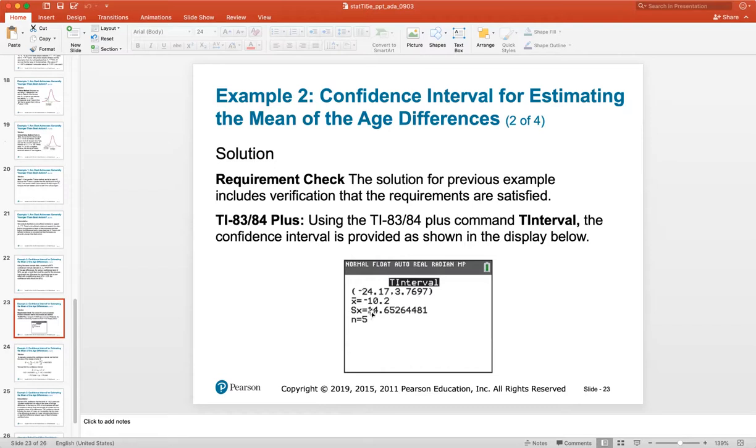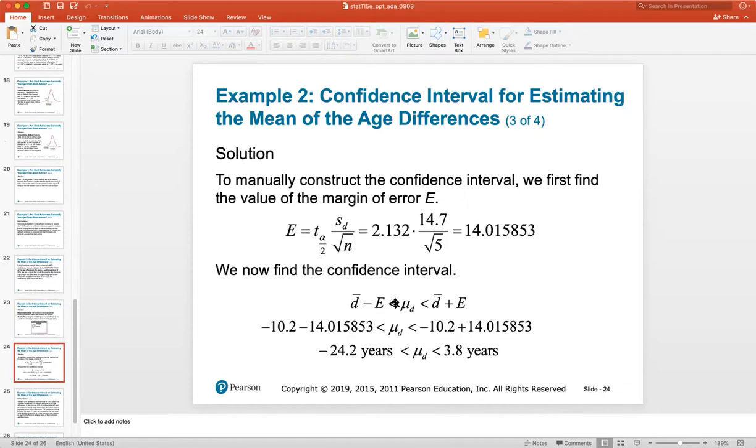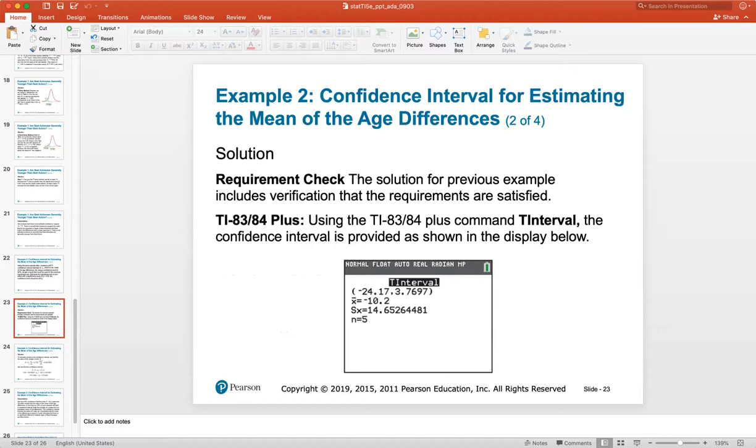But before showing how to get this, you need to understand the meaning of that interval. Keep in mind this: the interval is d bar minus E, d bar plus E. What's d bar? That's your sample mean, the sample mean of the differences of the two dependent sample data sets.